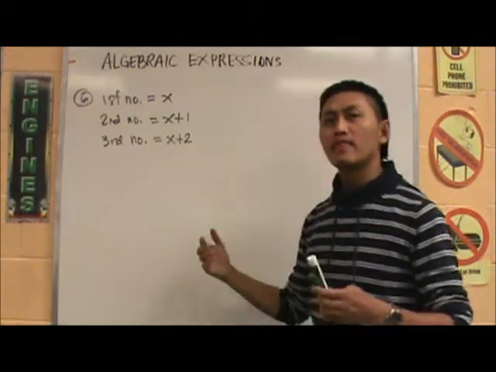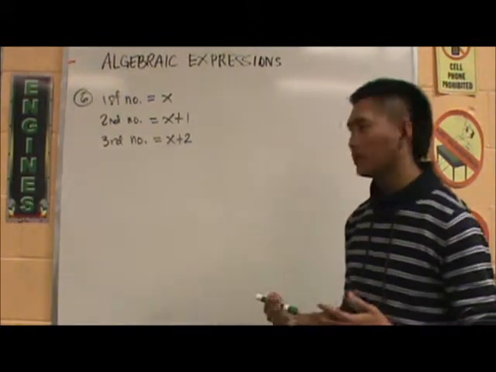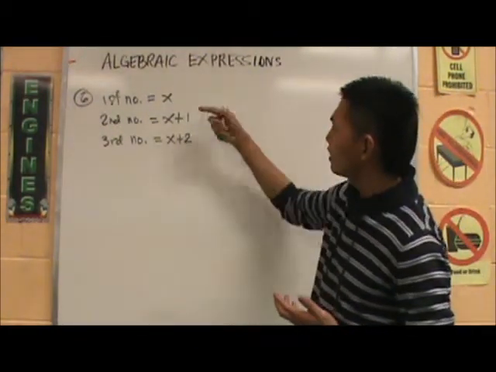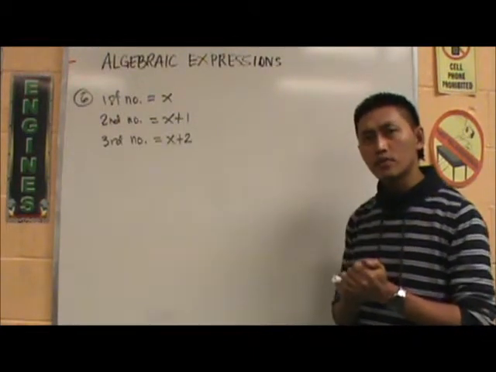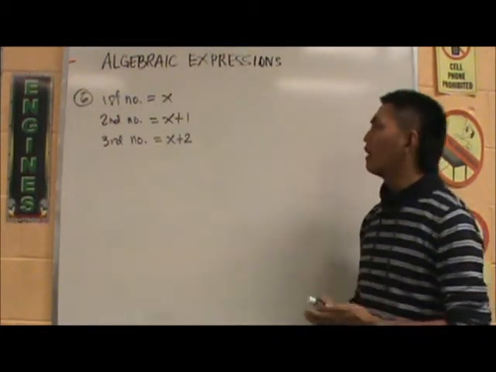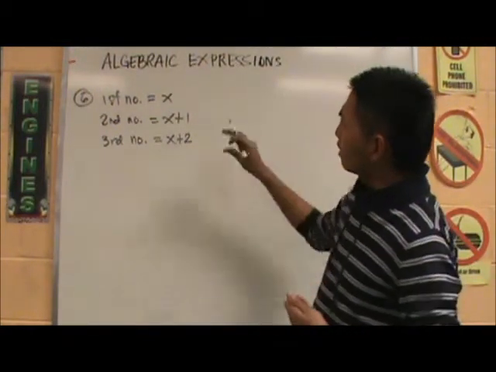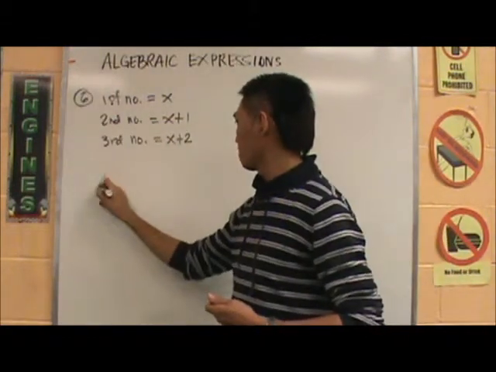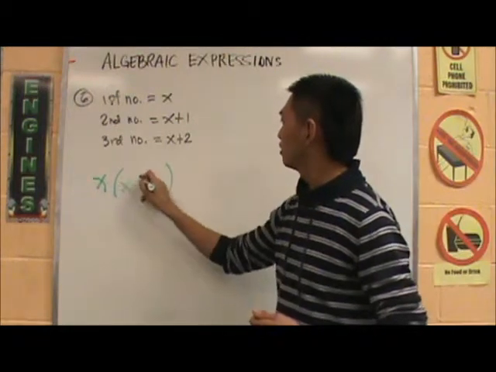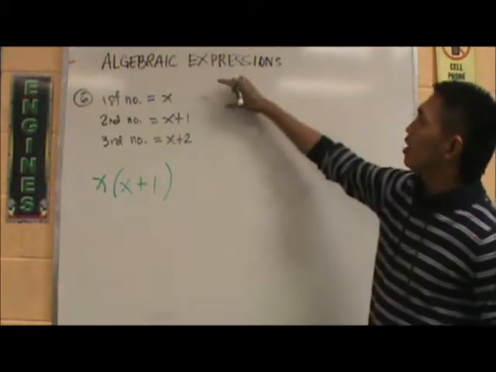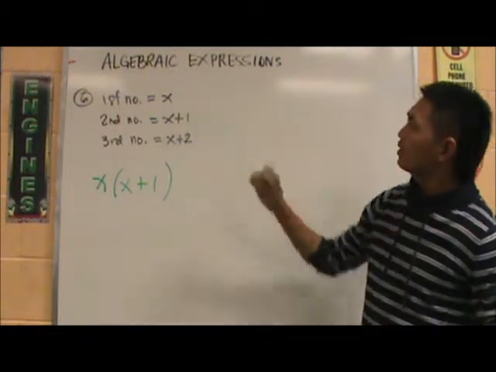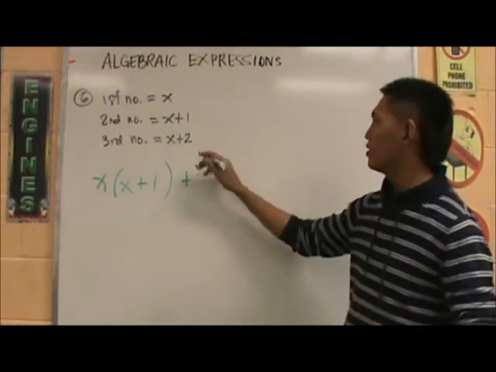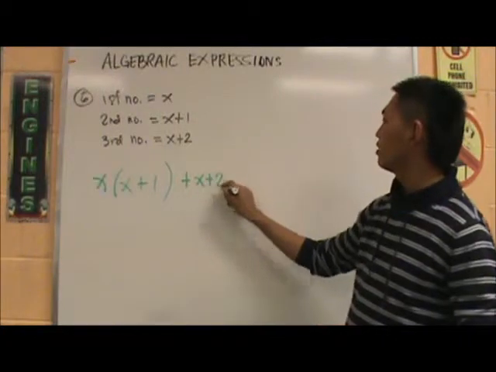So how about this? The product. See, we have the word product now. The product of the smaller numbers. Now, which ones here are the smaller numbers? Of course, the first and the second. The product of the smaller numbers added by the third number. So that means these two will have to be multiplied. The product of the small numbers added by the third number, or the largest number from our list here, which is x plus 2.